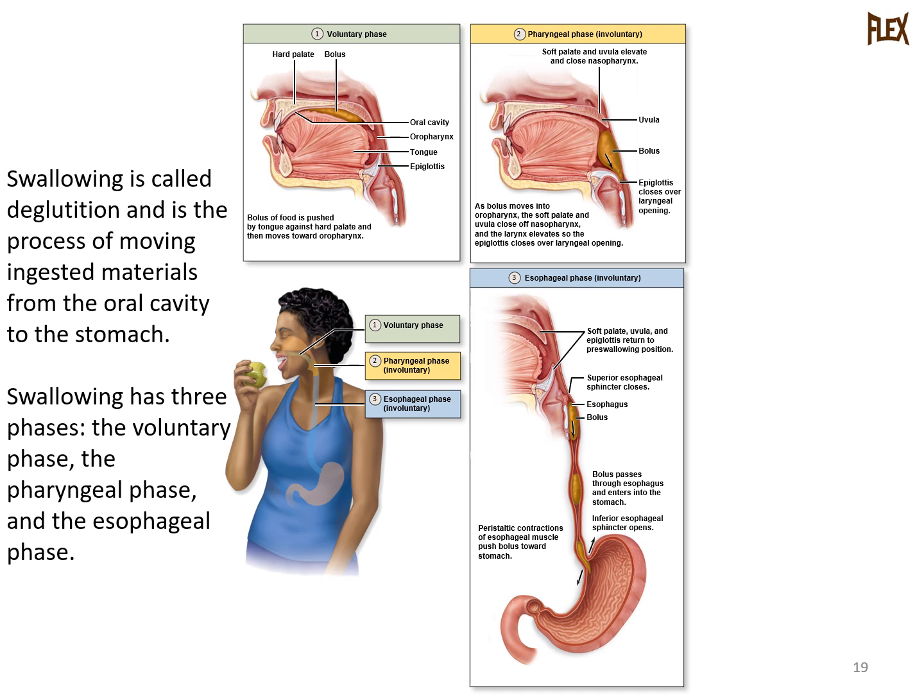Swallowing is called deglutition. It's a process of moving the ingested materials from the oral cavity to the stomach. There's 3 phases: the voluntary phase, the pharyngeal phase, and the esophageal phase. Voluntary phase is happening in the mouth.